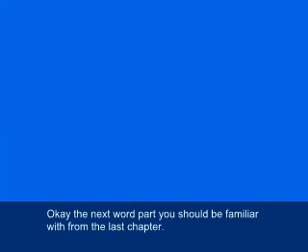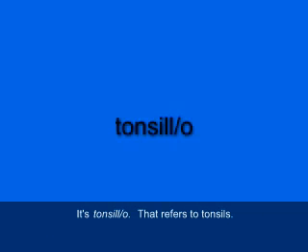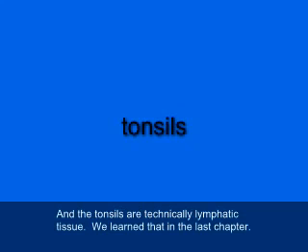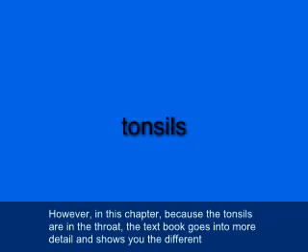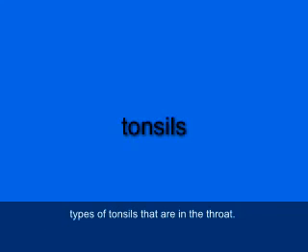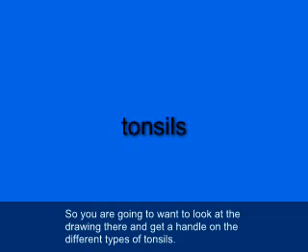Okay, the next word part you should be familiar with from the last chapter. It's tonsill/o, T-O-N-S-I-L-L/O. That refers to tonsils. And the tonsils are technically lymphatic tissue. We learned that in the last chapter. However, in this chapter, because the tonsils are in the throat, the textbook goes into more detail and shows you the different types of tonsils that are in the throat. And so you're going to want to look at the drawing there and get a handle on those different types of tonsils.